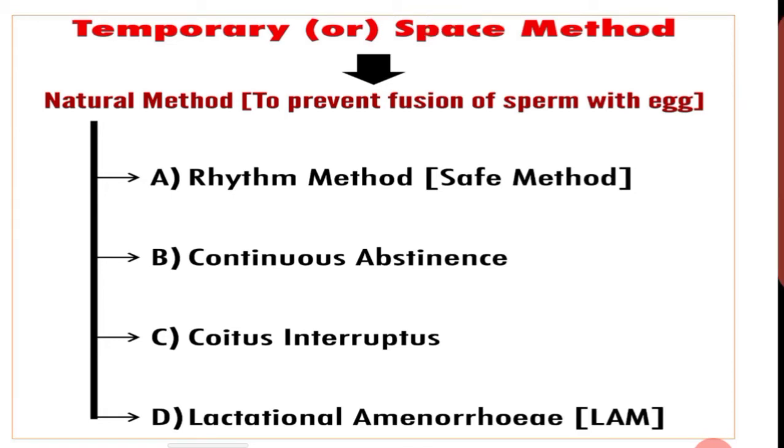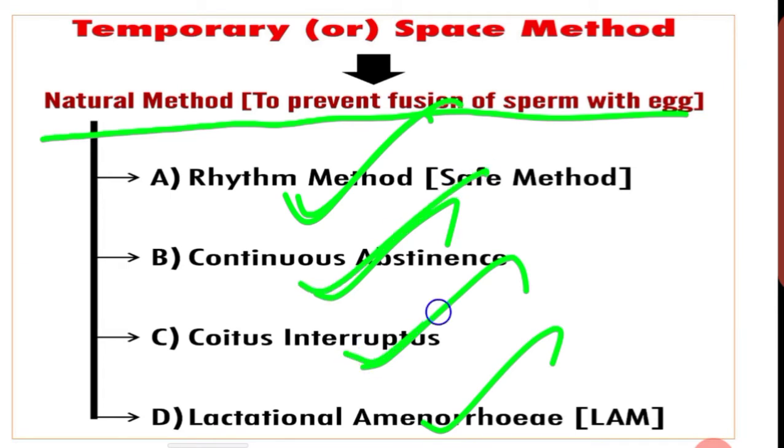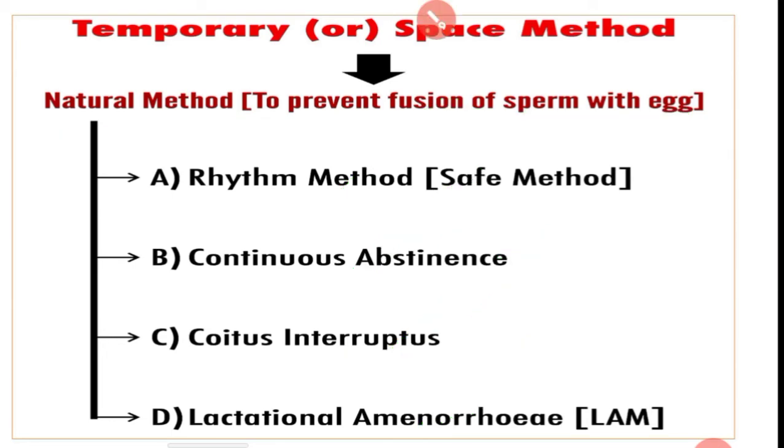Yes. First, the temporary or space method. In it, we are going to learn the rhythm method, safe method, continuous abstinence, coitus interruptus, and lactational amenorrhea. First we are going to see the natural method. The natural method is to prevent the fusion of sperm with egg. These are the methods we are going to follow: rhythm method, continuous abstinence, coitus interruptus, and lactational amenorrhea, LAM.